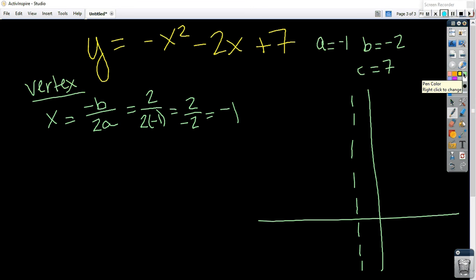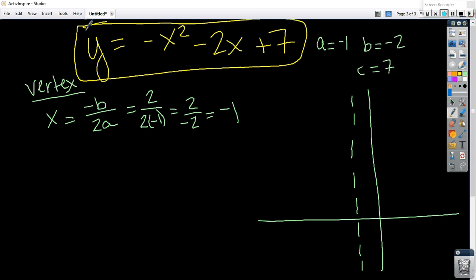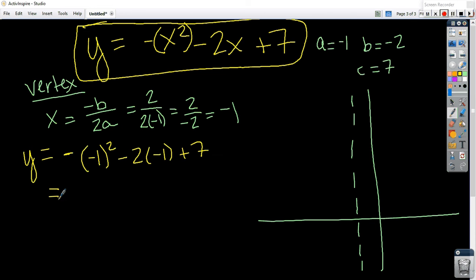How do you find Y if you have X? Look at the yellow equation. It's telling you Y equals negative X squared minus 2X plus 7. So if I want to know what Y equals, plug negative 1 in for X. Now be careful because there's lots of negatives in here, all right? This negative sits outside like this. So I have negative, then negative 1 squared minus 2 times negative 1 plus 7. Order of operations, square it first. So this negative is still outside, and negative 1 squared is 1. Minus negative 2 plus 7.